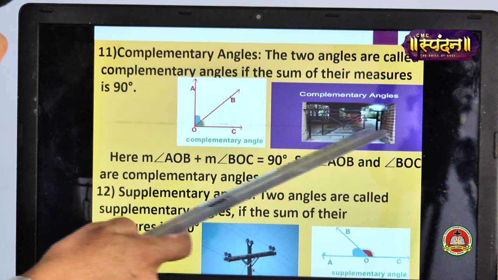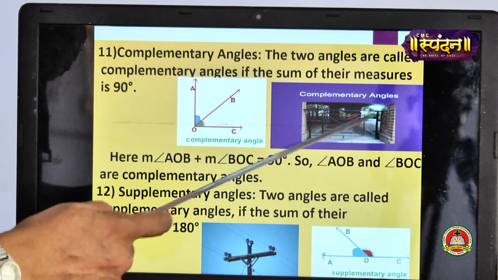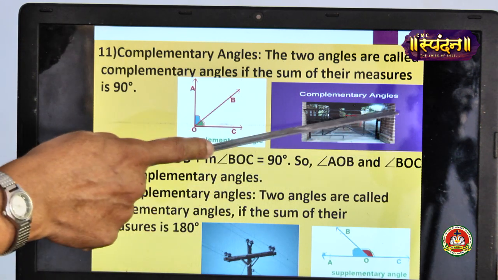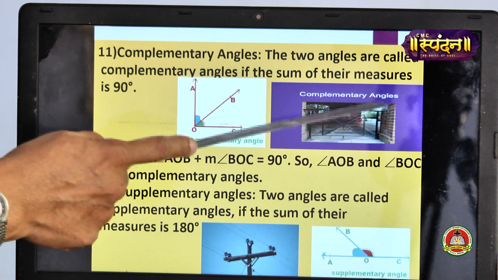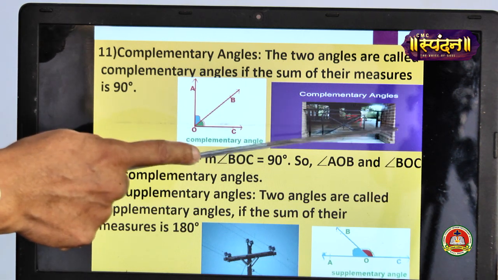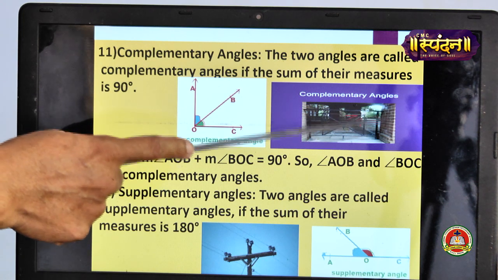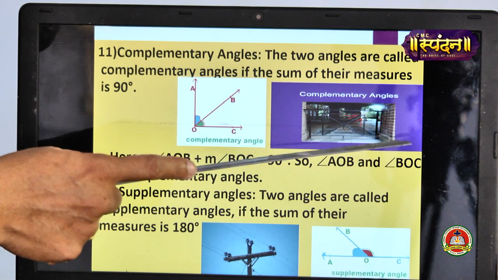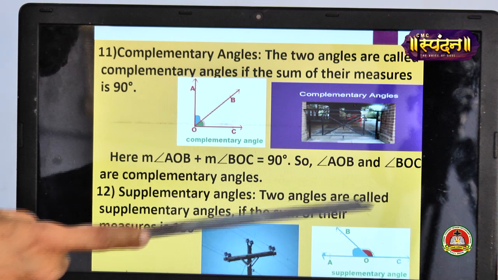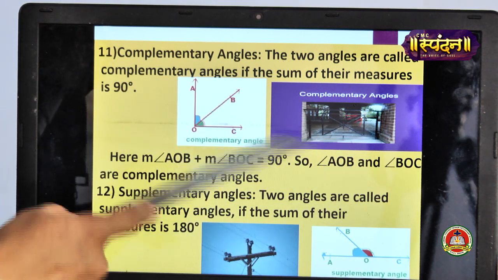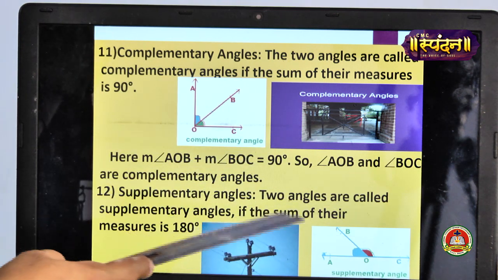Some real life examples are shown over here. This is the gate outside your house. Suppose there is a bar over here. The two angles formed over here form complementary angles. The two angles together give you 90 degree. So you call the sum of these two angles complementary angles. Next comes supplementary angle.